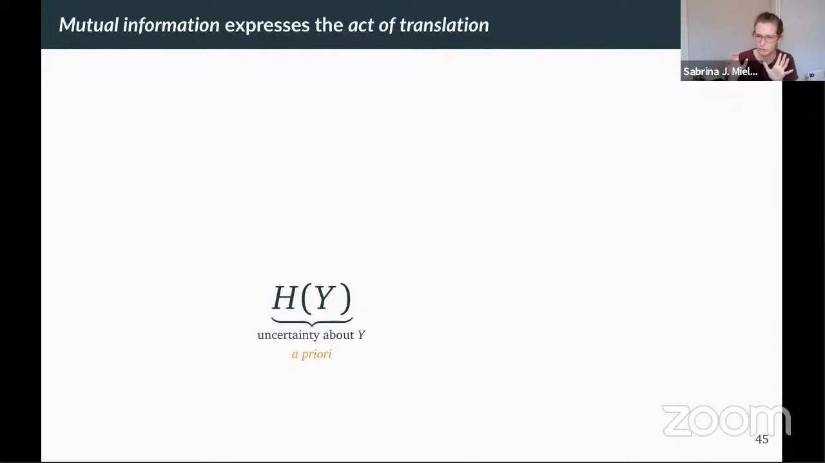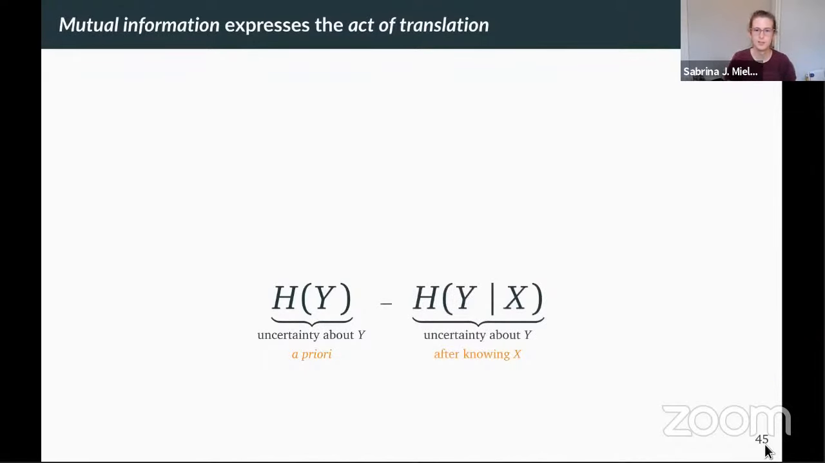So what is mutual information? We start with the uncertainty we have about Y, about the target, a priori. And this is really just the language modeling, right? This is what we've seen in the previous paper. And we subtract how much uncertainty is left in the target, knowing X. So if we know the source sentence, how uncertain are we still about the target? How surprised are we still that the target turned out to be that particular translation?